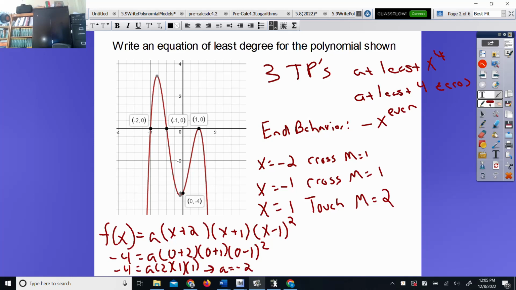Now I can write my polynomial. f of x is a -2 times an x plus 2 times an x plus 1 times an x minus 1 to the second power. And that's basically it for looking at graphs. It really is kind of easy. If you get multiple, and that's why I talked about multiplicity 3 days in a row. You can see it a couple times. It's pretty good. And it's pretty easy to look at graphs. And it's not a hard section.